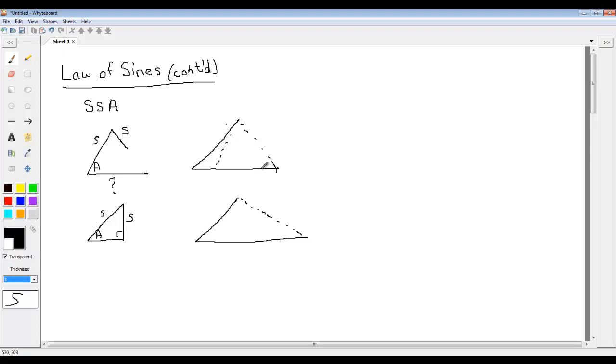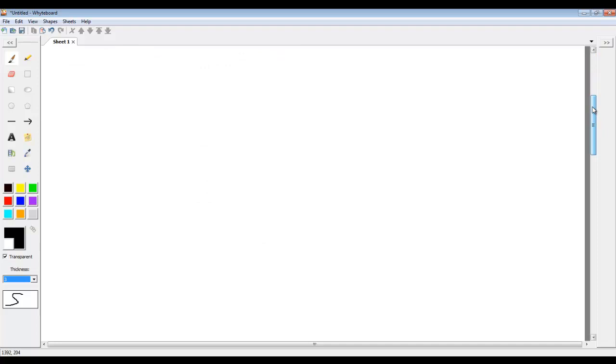So I'm going to go through an example of each type: zero triangles, where we're just not going to be able to do anything, two triangles, and one triangle. And then be able to compare and see what's happening there. Alright, first one, no such triangle.